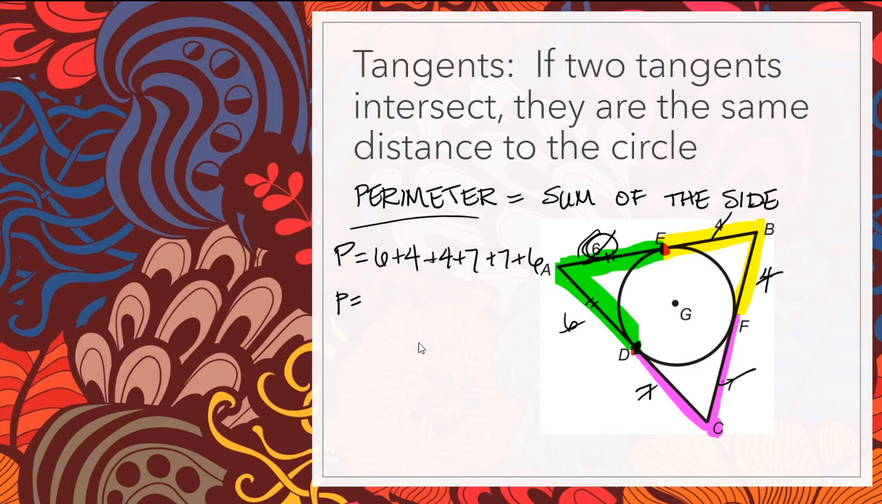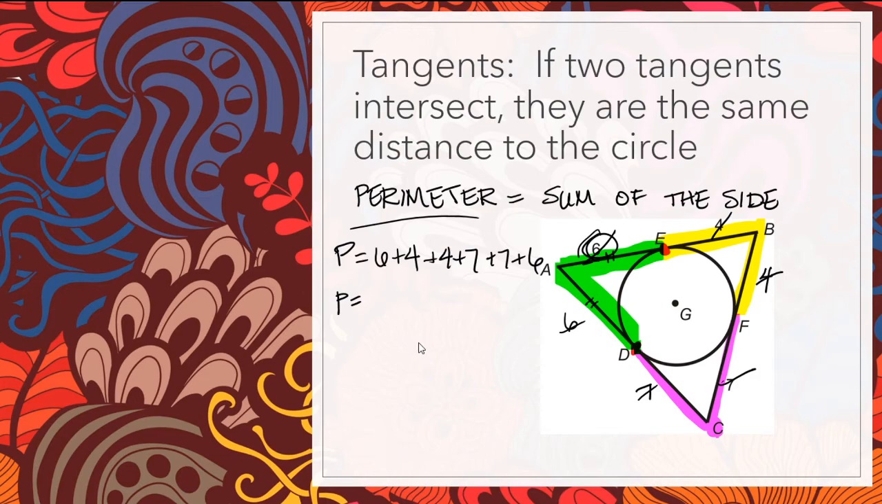6 and 4 is 10. 4 and 7 is 11. And then 7 and 6 is 13. When you add all those together, it gives you 34. So if you wanted to find the perimeter, this would be 34 units.